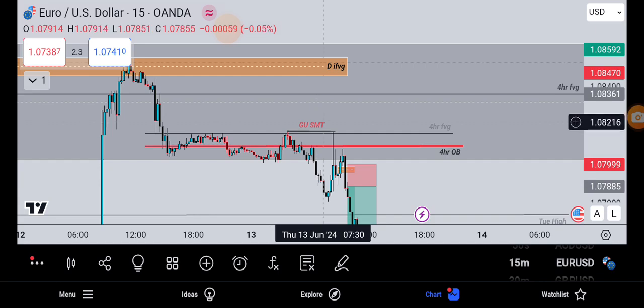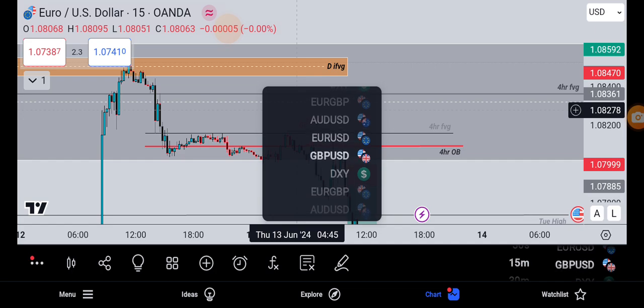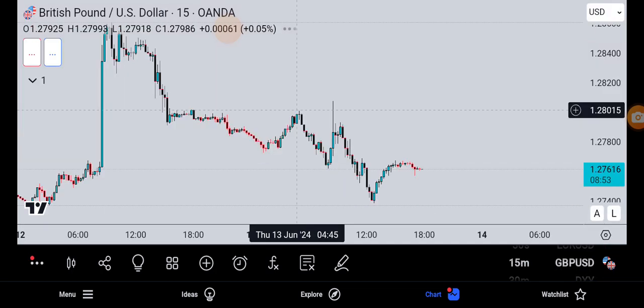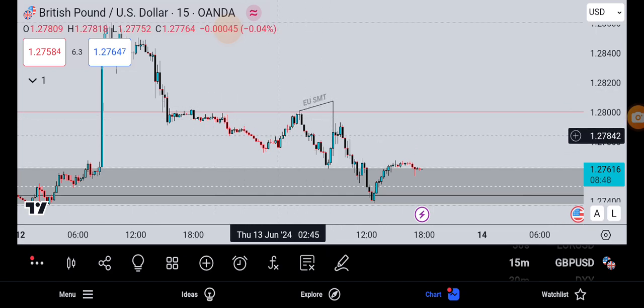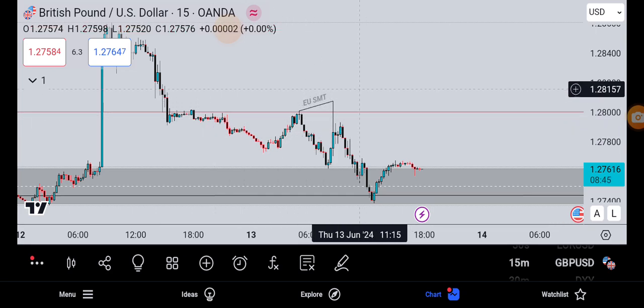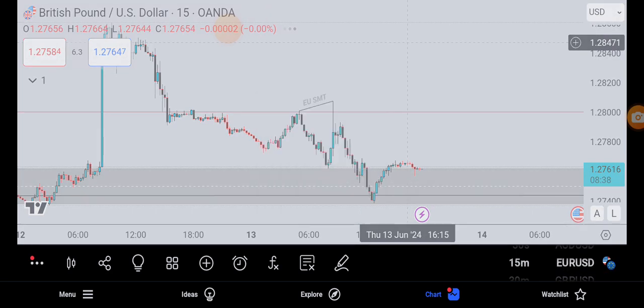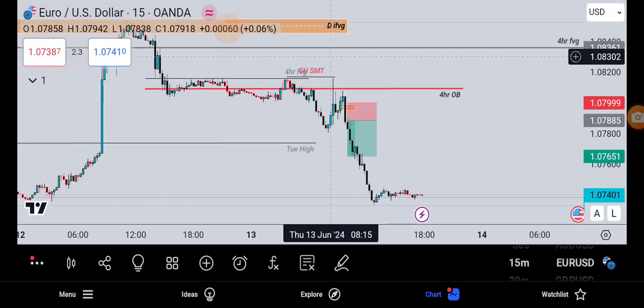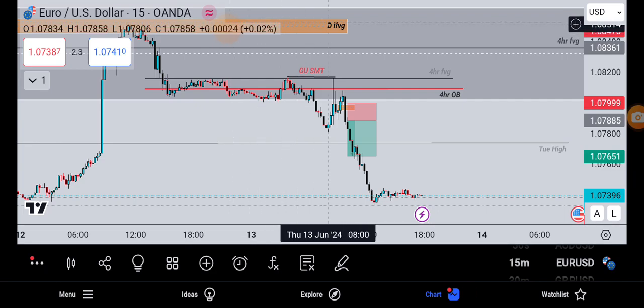So I went onto the GU because they are correlated pairs, and I wanted to see what is happening there, and why didn't I see that I tap into that 1 hour fair value gap that I've been talking about, and also why didn't we see a clear sweep of these relative equal highs, or the buy side liquidities above these highs, because we're having lots of liquidities above here, but why didn't we see those liquidities being grabbed?